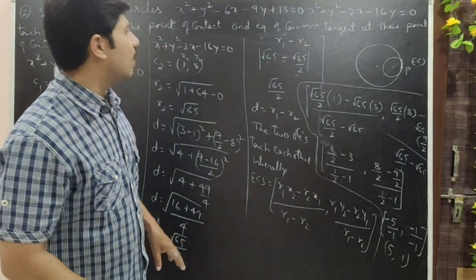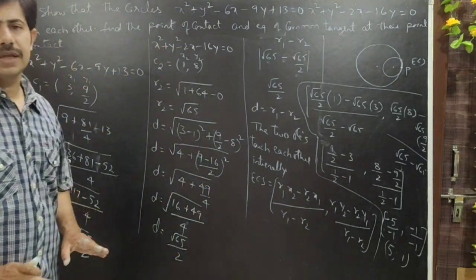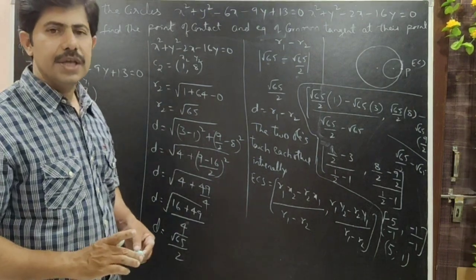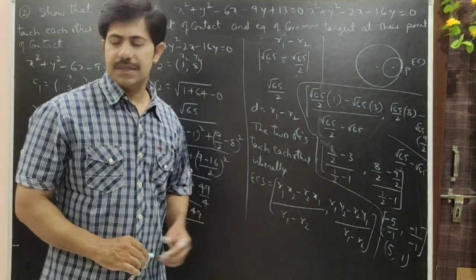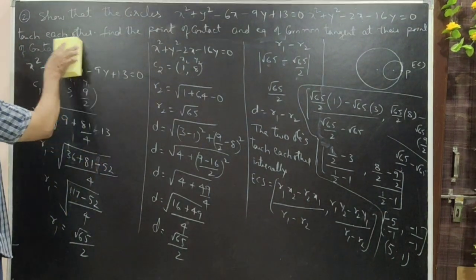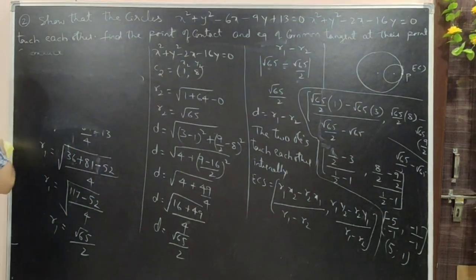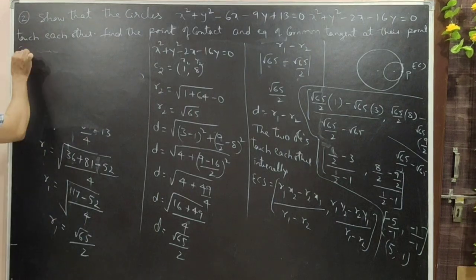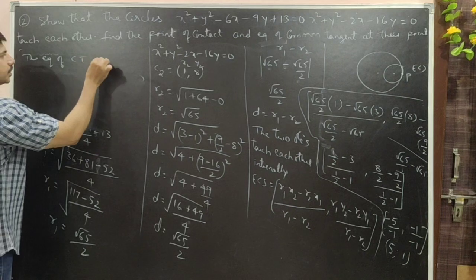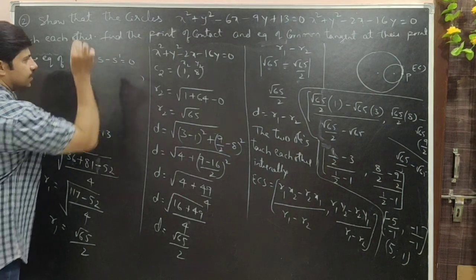Then after that, we have to find the equation of common tangent. See, how to find the equation of common tangent? The equation of common tangent is nothing but S minus S dash is equal to 0. So here, the equation of common tangent is S minus S dash is equal to 0.